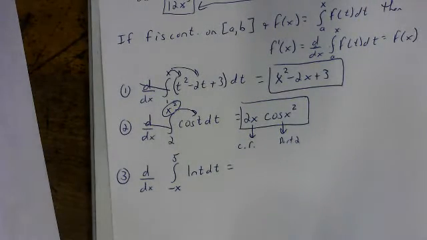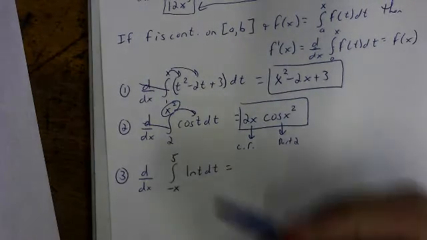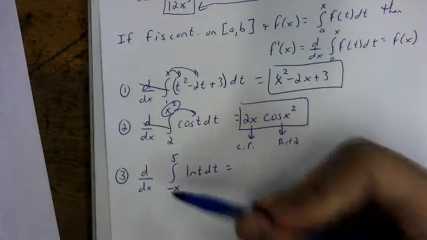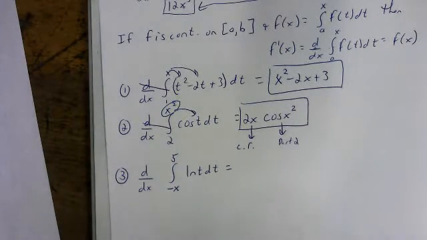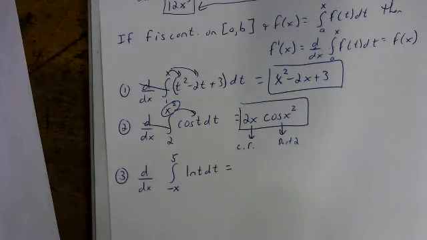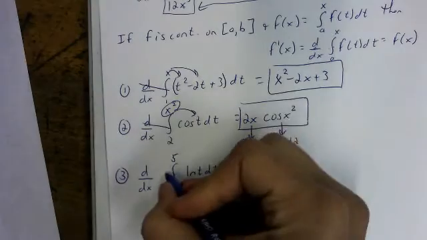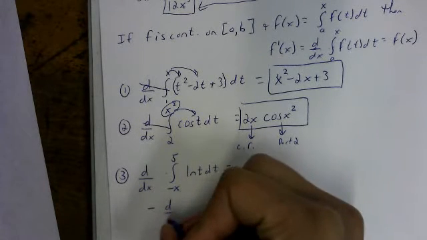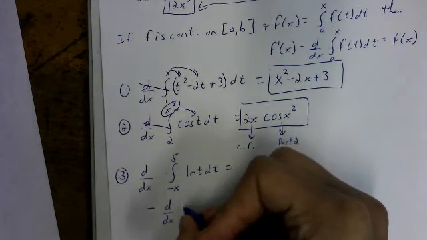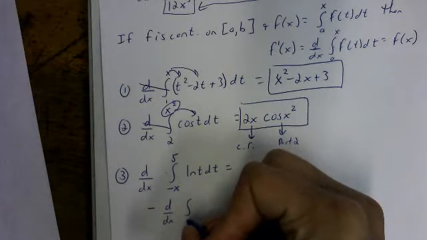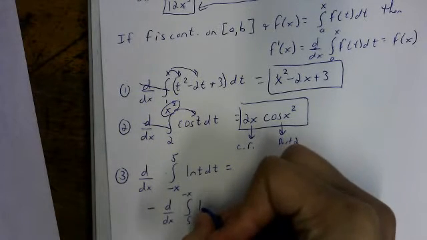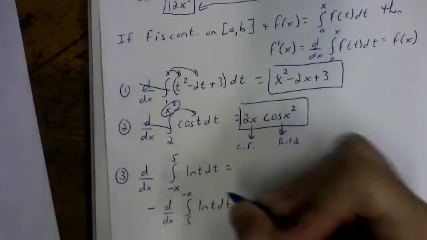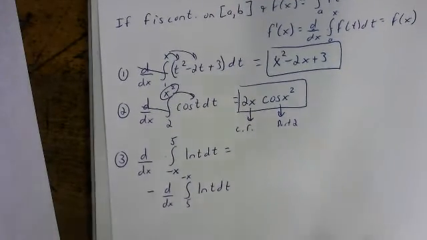The rule does not apply if the x is on the bottom. So all we can do is switch it. Well, the only way to switch it is to real quickly put a negative out in front to switch the variables. So in other words, we're going to take the negative derivative of the integral from 5 to negative x of natural log of t. And now we can do it. Apply exactly the same thing.